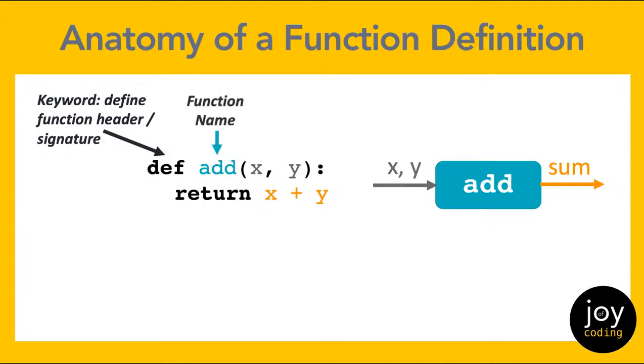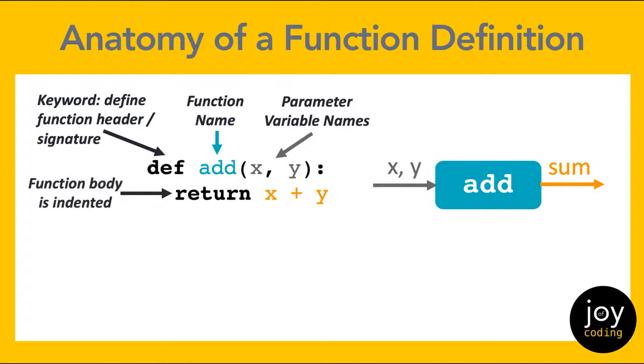Then we have the function's name, add, followed by parentheses, and we have x and y. These are the parameter variable names. So these are variables we're creating, and these variables only exist in this one function. That's what's called their scope.